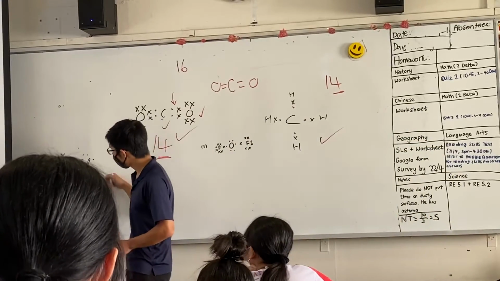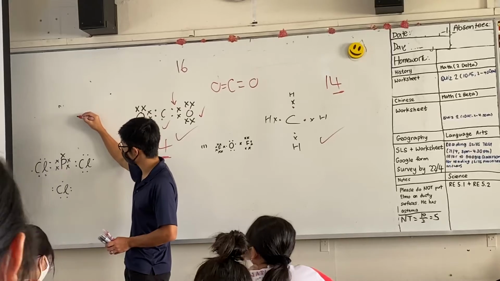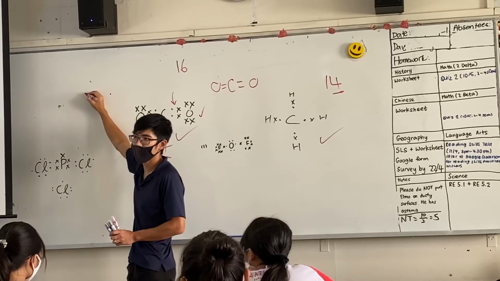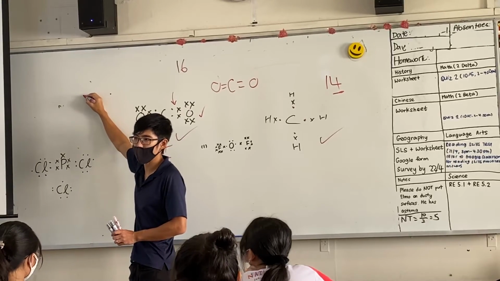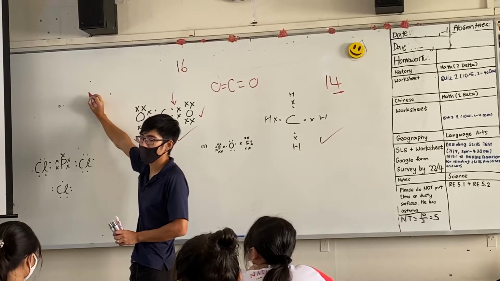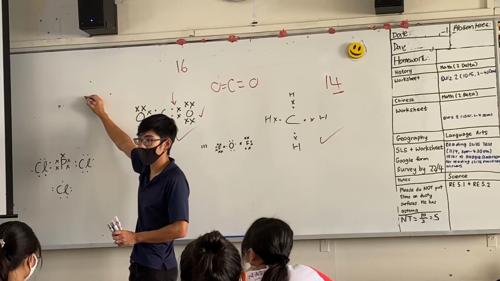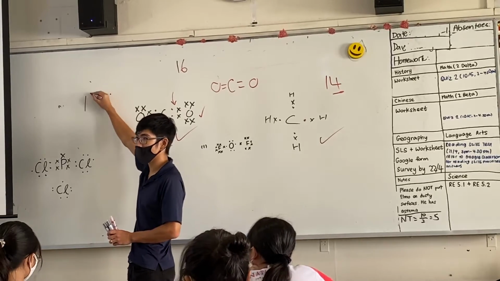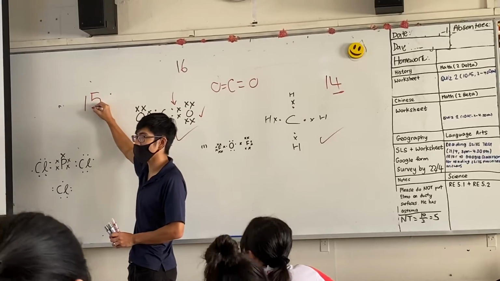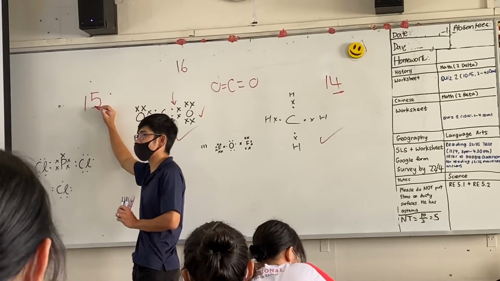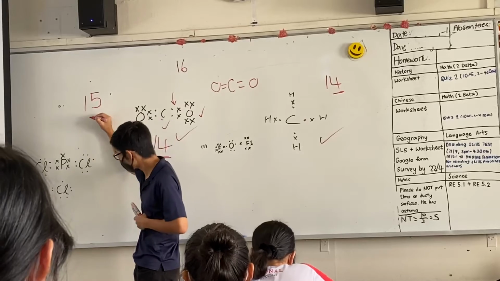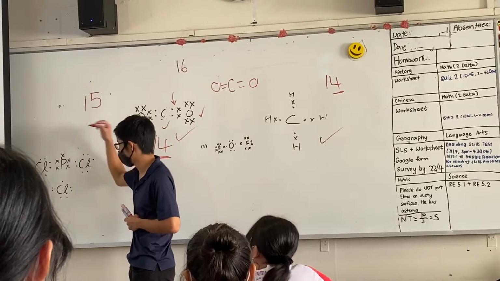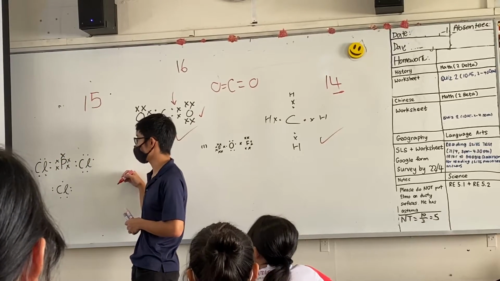Okay, Sophia, how many electrons does phosphorus have? Which group is phosphorus in? Maybe you check, Sophia. 15. So therefore, phosphorus needs to have 5 valence electrons. 1, 2, 3, 4, 5.